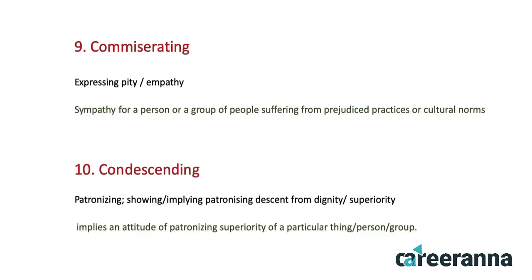Coming to the ninth tone, which is commiserating, this is basically where the author is trying to express pity or empathy towards a thing. Here, suppose the author is trying to show his sympathy towards a group of people or a particular person who has suffered from certain cultural norms or prejudiced practices, then that particular passage is more about commiserating tone.